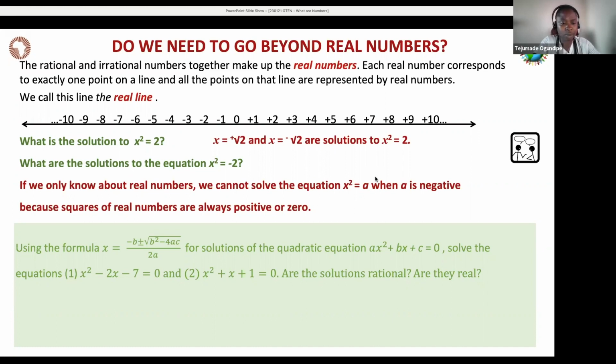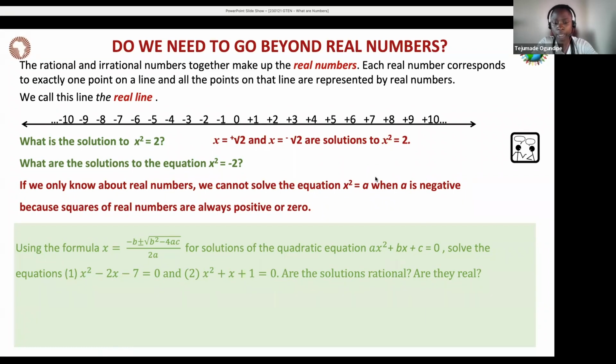Now let's look at question 1, which is x squared minus 2x minus 7 equals 0. For this first one, we can see our a is 1, our b is minus 2, and our c is minus 7. Are the solutions rational? Are they real? I want us to think about that and probably put it down in the chat. Is the solution to question 1 rational or real?